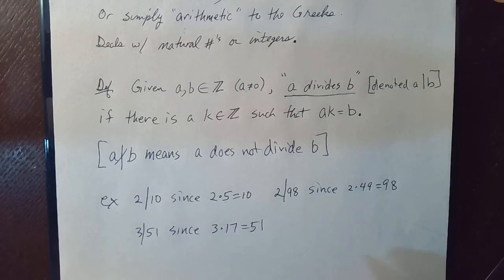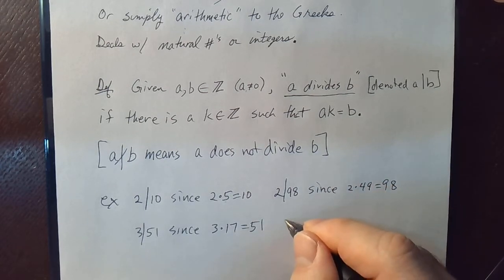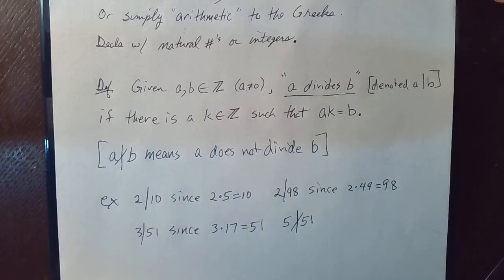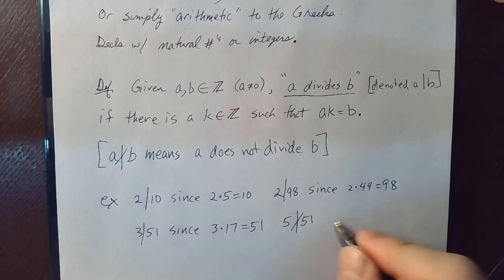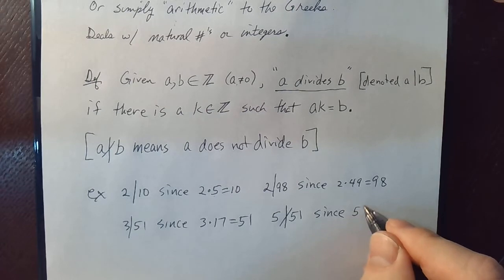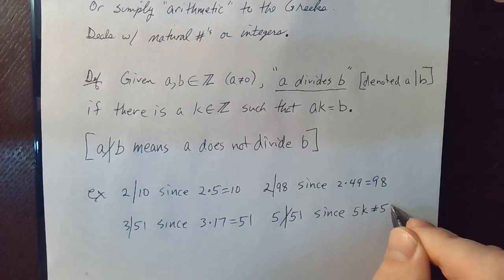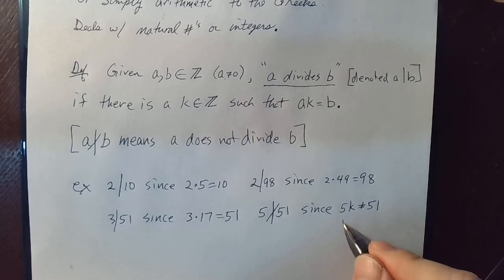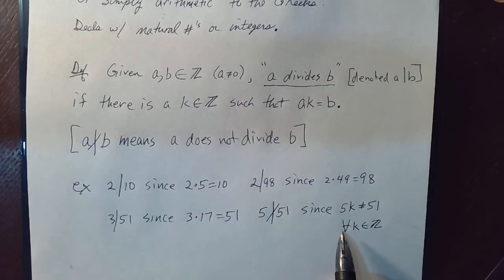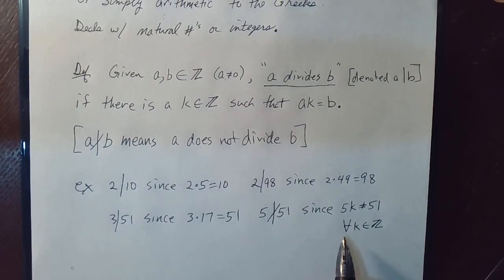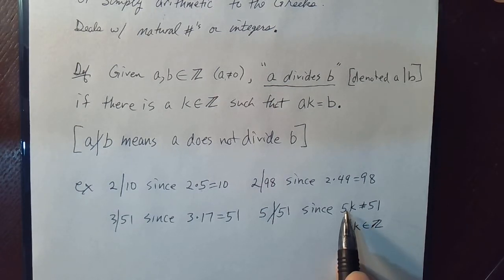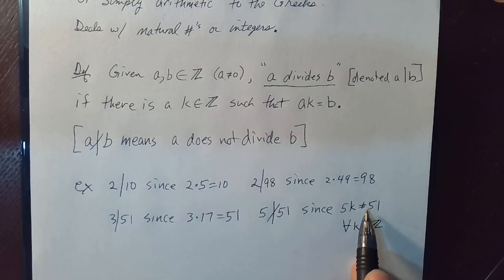Let's do one where it doesn't work. How about 5 does not divide 51? And one way we could say that is since 5k is not equal to 51 for all k in the set of integers. Remember, the upside down a means for all, or for each, or for every. For every single k that is an integer, 5k is not equal to 51.